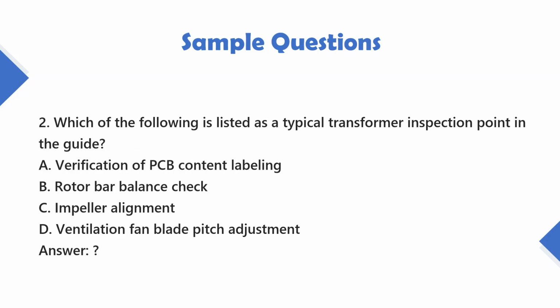2. Which of the following is listed as a typical transformer inspection point in the guide? A. Verification of PCB content labeling. B. Rotor bar balance check. C. Impeller alignment. D. Ventilation fan blade pitch adjustment.